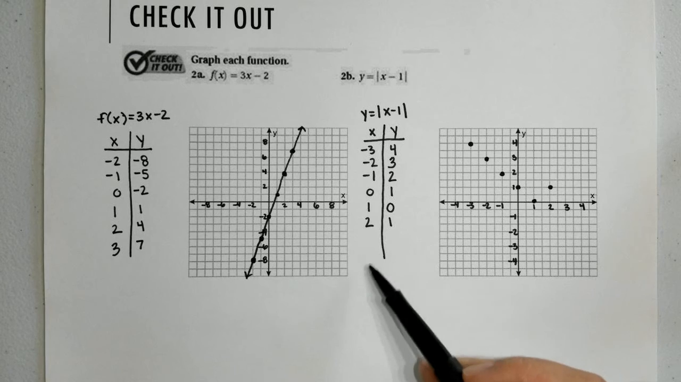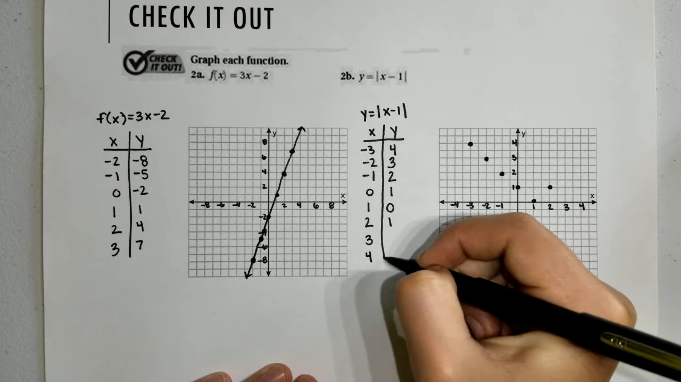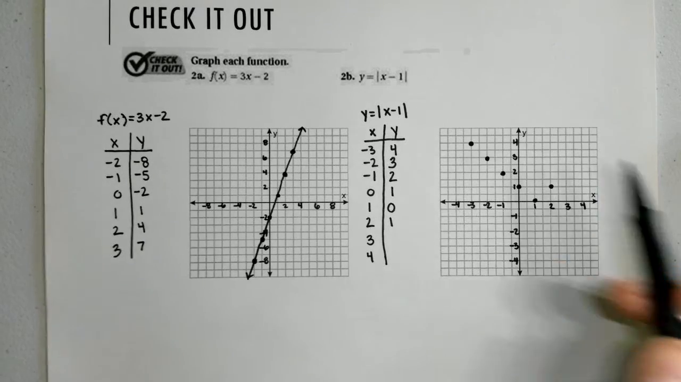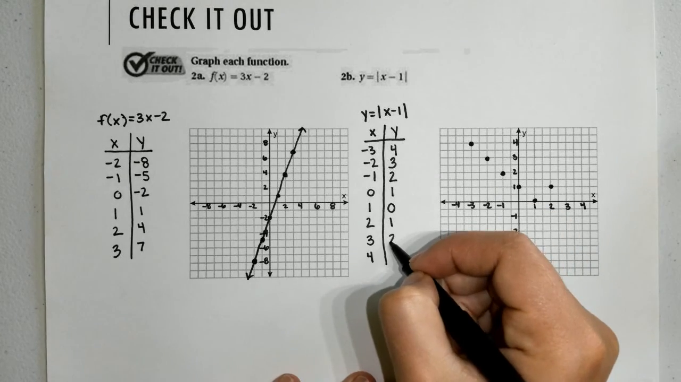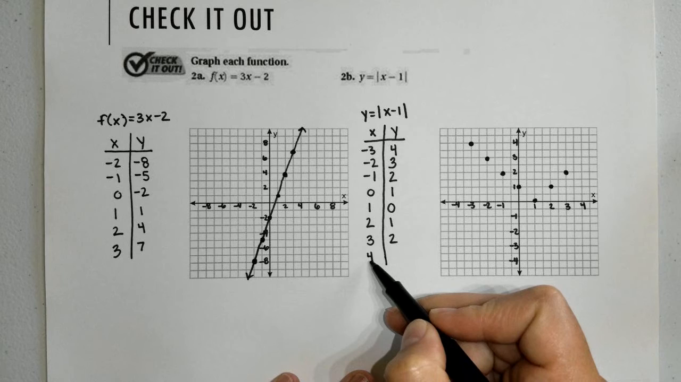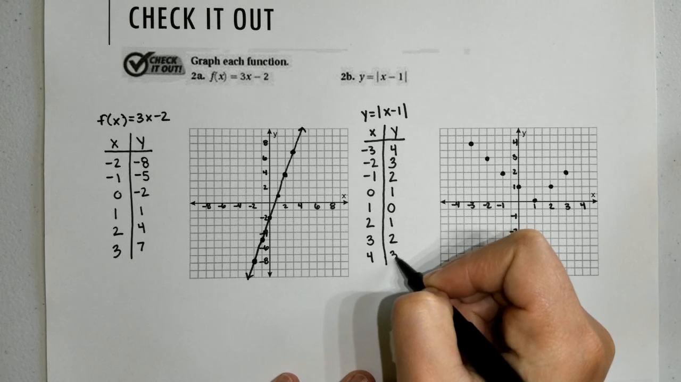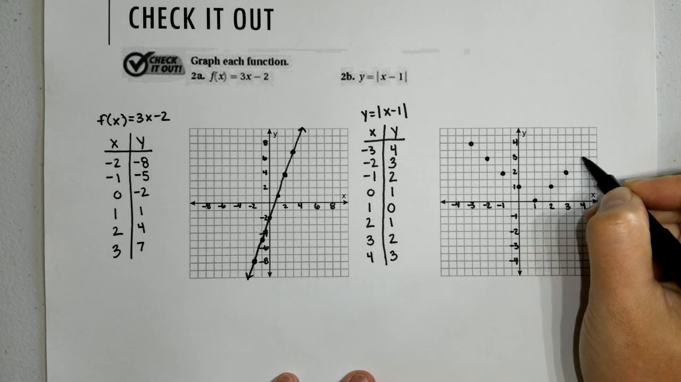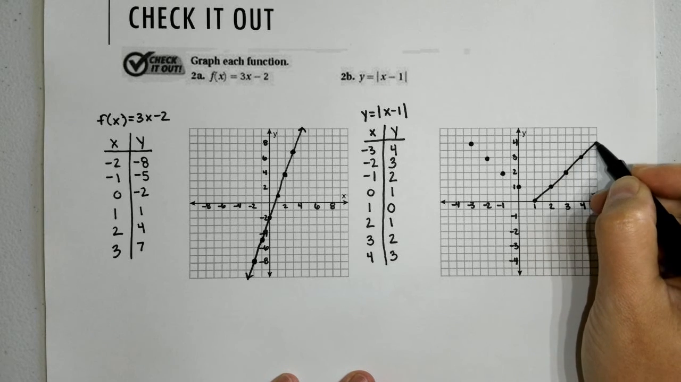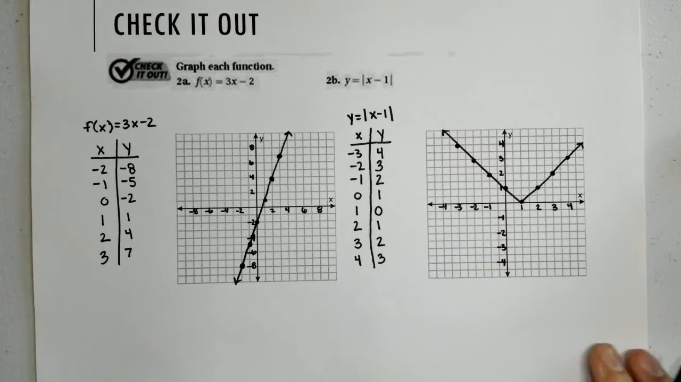Now, I'm going to add a couple more points here. I'm going to add 2 more, 3 and 4, to see what that gets me on my graph. Just because we see it's kind of going that way, but I just want to double check that it's going to continue going up. So 3 minus 1 is 2. Absolute value of 2 is 2. So that's going to be (3, 2). 4 minus 1 is 3. Absolute value of 3 is 3. So our point would be (4, 3). So right here. So our graph would look like this. Don't forget to draw your arrows. So it looks like kind of a V.